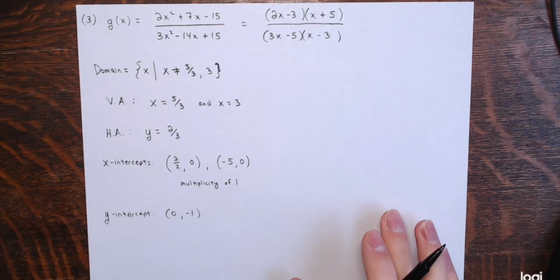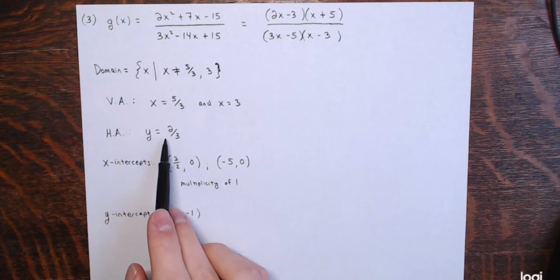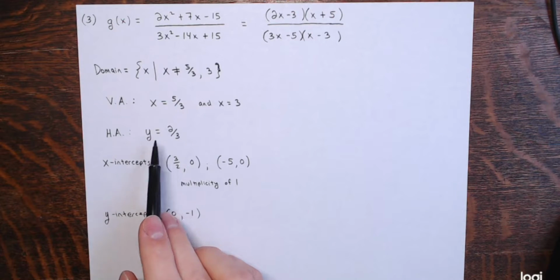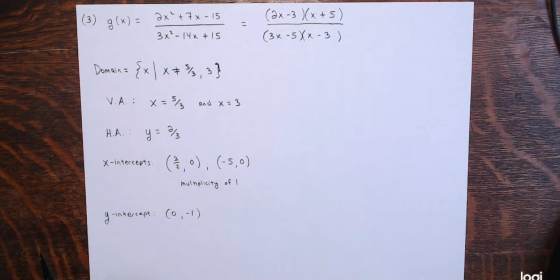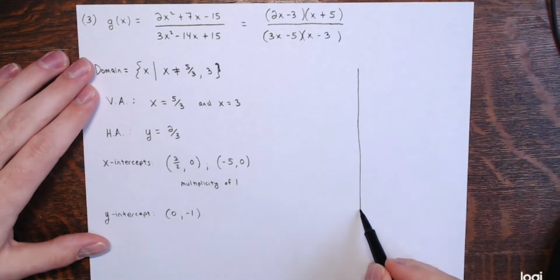Alright, now there's also the thinking that the graph might cross the horizontal asymptote at some places. Now if you tried to figure that out, let me show you how you would figure that out, but first let me put all this stuff up.